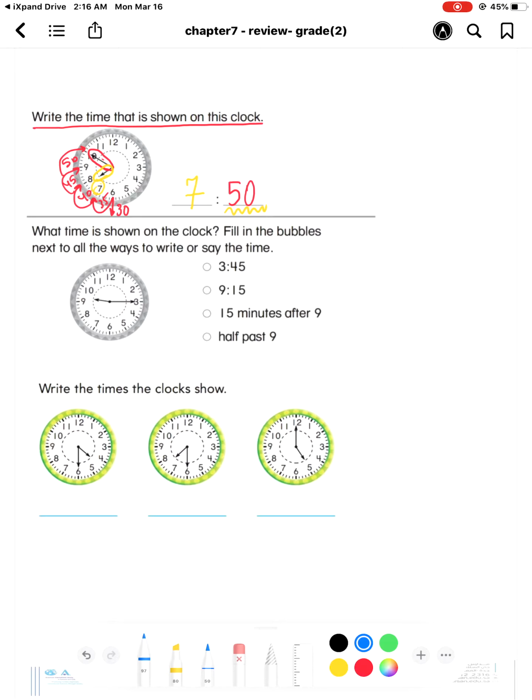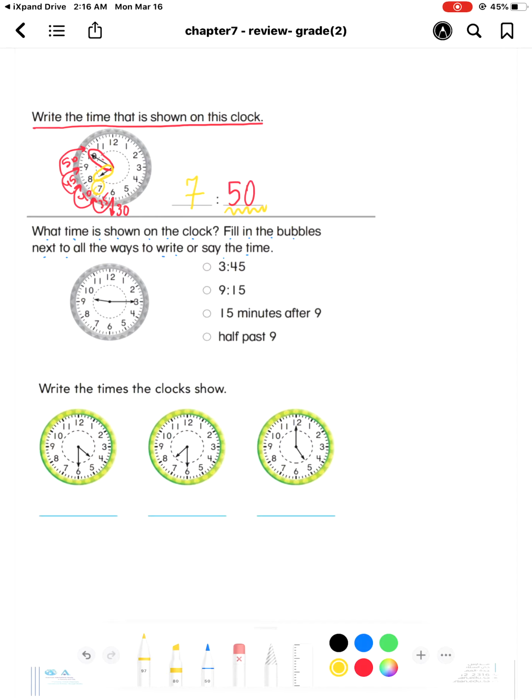Now let's move to the next question. It says, what time is shown on the clock? Fill in the bubbles next to all the ways to write and say the time. Now again, I want to tell you something so important. We have more than one correct answer. I hope you do like you did before. You pause the video, you try to answer, and then you check your answers with me.